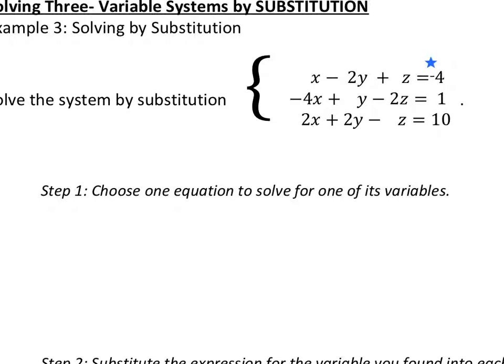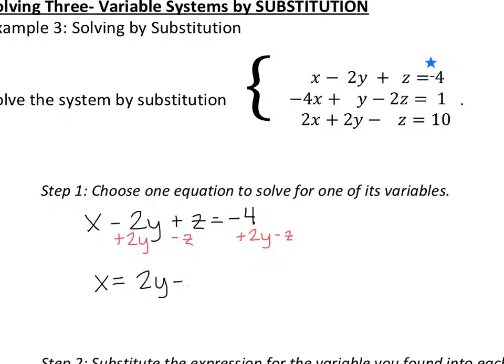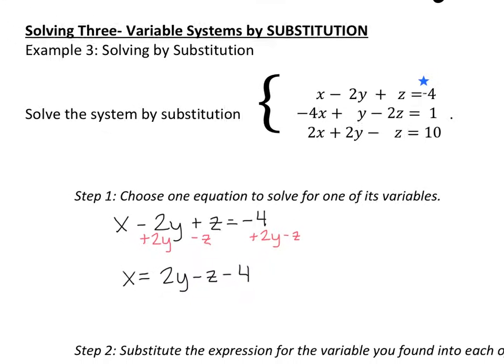X. Sounds good. So we're going to take x minus 2y plus z equals -4, and we're going to solve it for x. So what should we do with that minus 2y and the plus z? Plus 2y minus z. Go to the other side by doing the opposite. So plus 2y and minus z. So we get that x equals 2y minus z minus 4. Wow, lots of minuses.